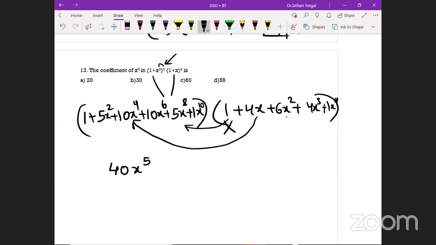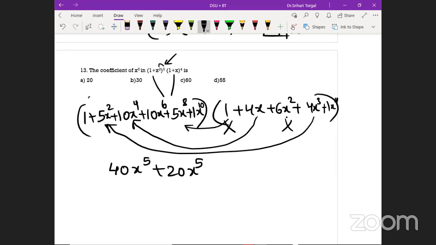Taking x square, I think it is not possible, right? x cube, you can multiply with this x square and you can get 20 x power 5. And x power 4, with x power 4, you need to have x here, which is not there. That is why this is also not possible. 60 x power 5. Now tell me, what is the coefficient of x power 5? It is option C, 60 is the answer.